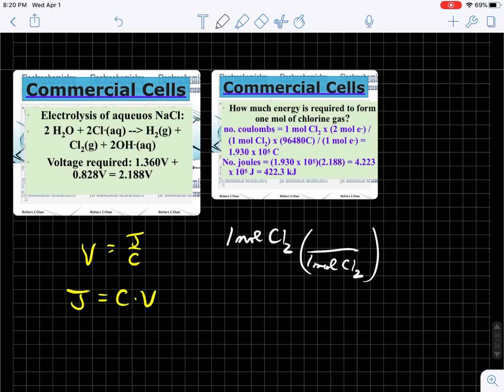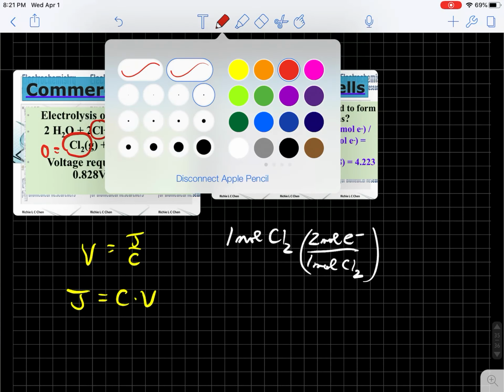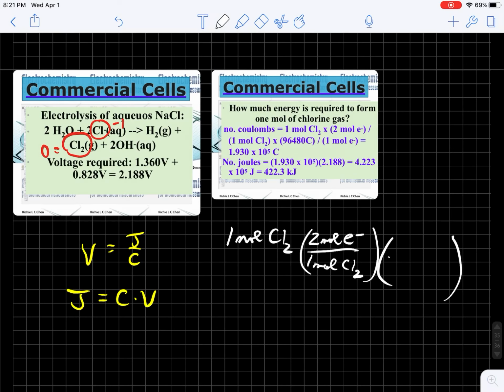And I know that for every 1 mole of chlorine, I am going to transfer 2 moles of electrons. 1 mole per chlorine atom. So we're going from a charge of chlorine equaling 0 to chloride equaling -1. That's 1 mole of electrons, but there's 2 atoms, so we multiply it by 2. So for each chlorine molecule, there's 2 moles of electrons transferred.